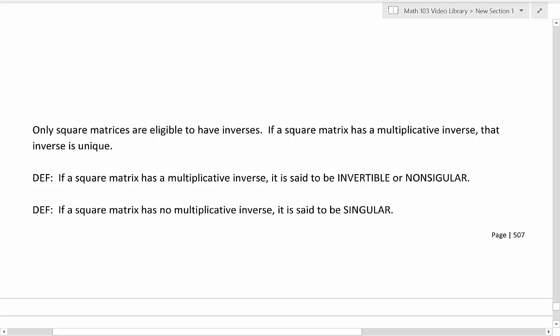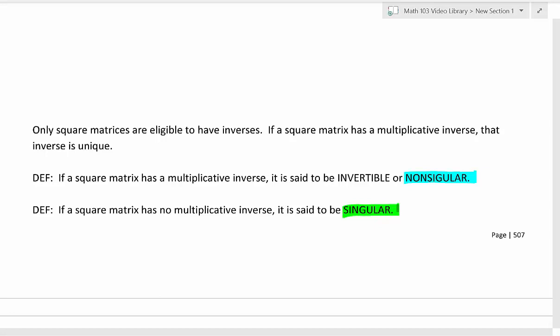If a square matrix does have a multiplicative inverse, it is said to be invertible or non-singular. However, if a square matrix does not have a multiplicative inverse, it is said to be singular. The way that I remember these vocab words is I use non-singular and singular. So non-single means not single. So if you're not single, you have a partner. So there's going to be a second matrix, the inverse matrix.